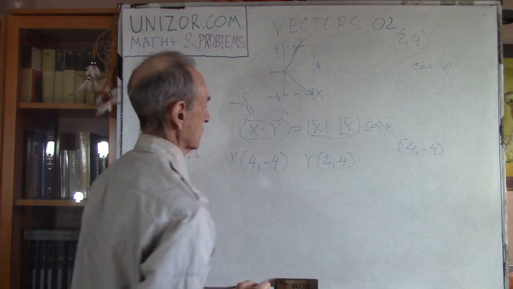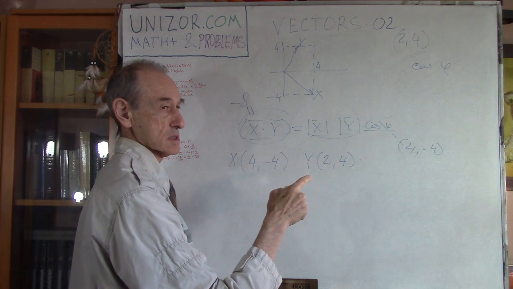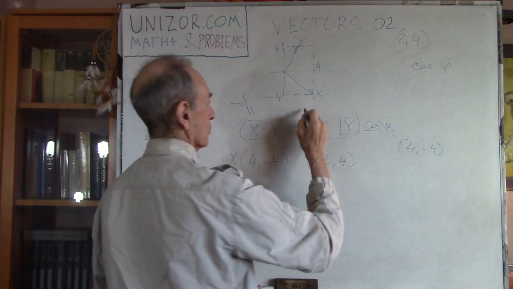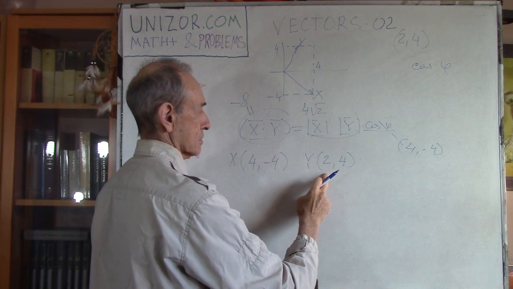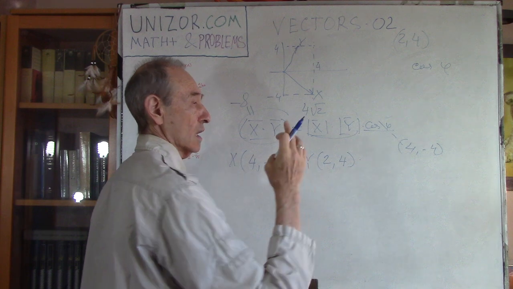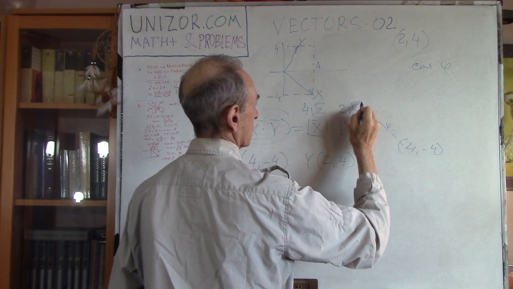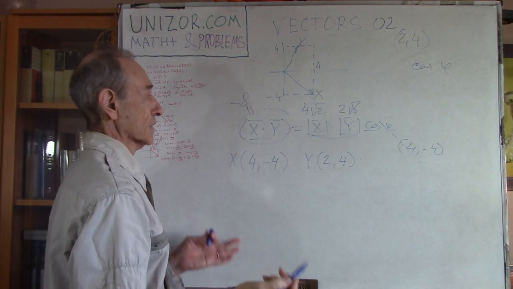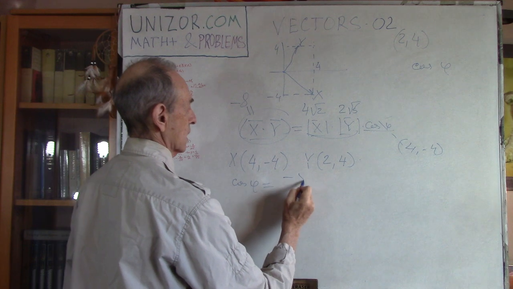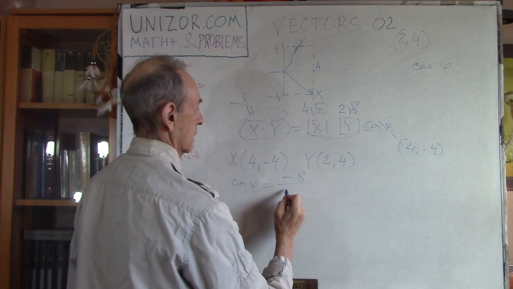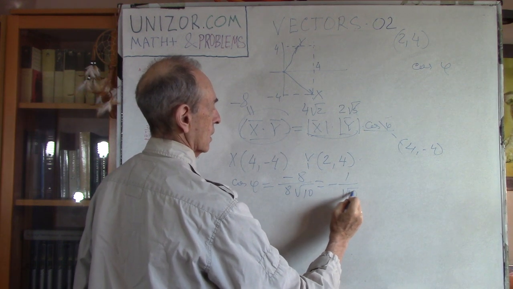Now, the length of this x is the square root of 4 squared plus 4 squared, so that would be 4 square root of 2. Now the length of y would be the square root of 4 plus 16, which is 20. Square root of 20, it's 4 times 5, so it's 2 square root of 5. So I know all the components, from which cosine phi is equal to minus 8 divided by 8 square root of 2 times 5, 10, which is minus 1 over square root of 10.